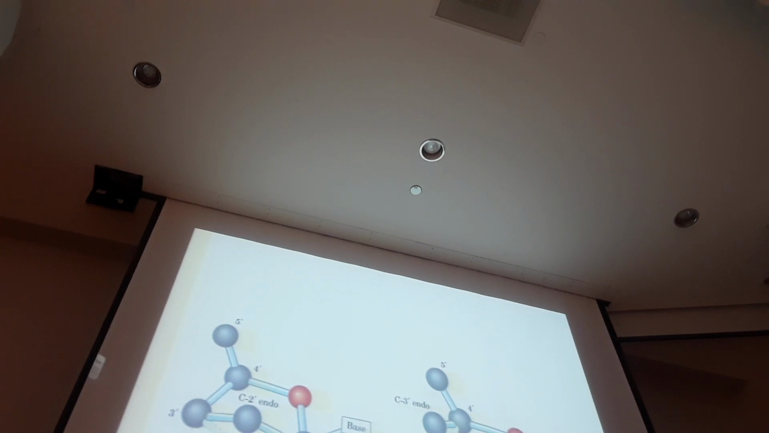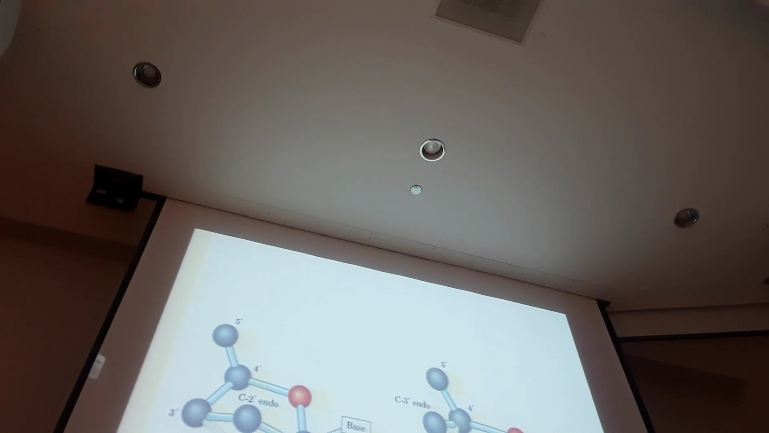Here we have another representation. The difference between these 2 representations is that on the left side, the 2' carbon is out of the plane made by the other 4 atoms: the oxygen atom, 1' carbon, 3' carbon, and 4' carbon. And we see that in this representation, the 2' carbon is actually above this plane, so it's on the same side as the 5' carbon, and this conformation is called the endo conformation.